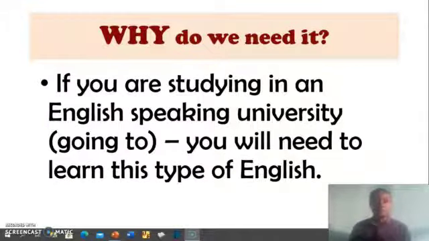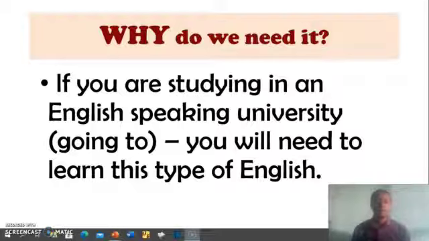So the biggest question, why do we need it? Most students in Ethiopia, from my experience, neglect the academic English that's given in the common course. Just for the sake of the grade, they take the course. But these are the basis for your stay in the university.